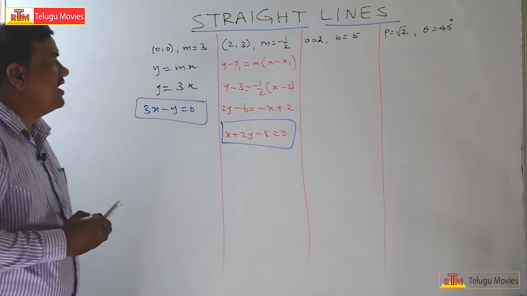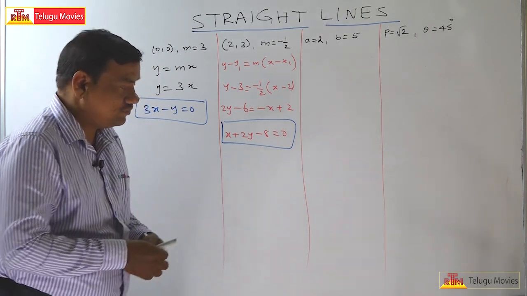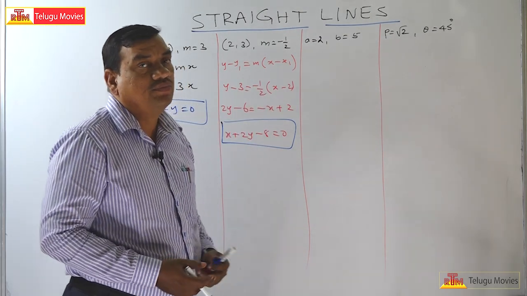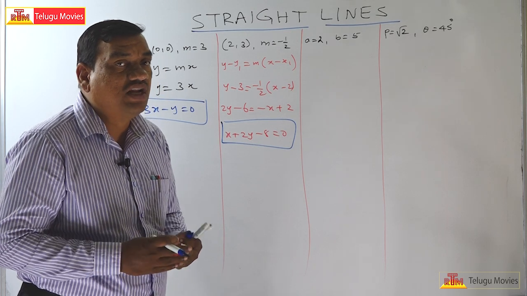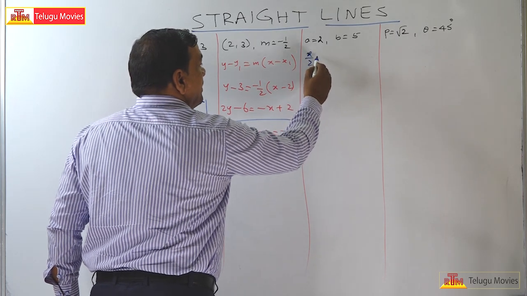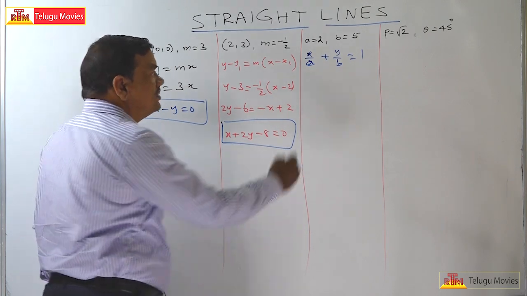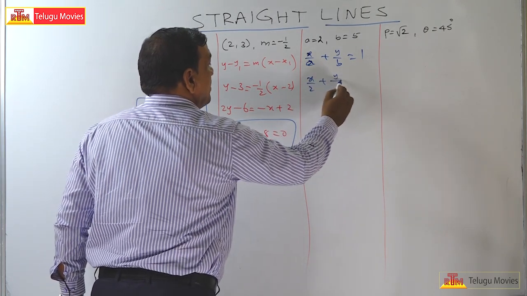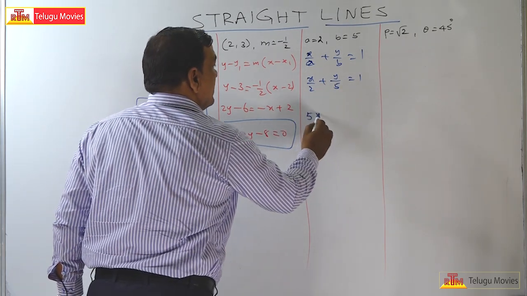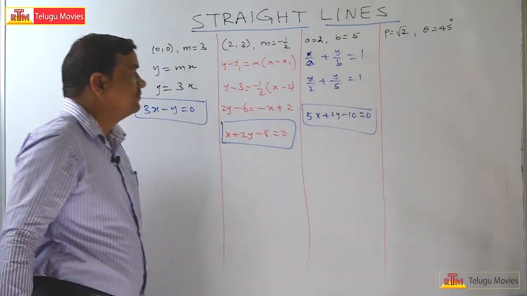Now, let us take another given data. Here, the line is having x-intercept 2, y-intercept 5. So, when x-intercept and y-intercept both are given, what is the equation of the line? We have x by a plus y by b is equal to 1. So, this is x upon 2 plus y upon 5 is equal to 1. If you simplify this, it is 5x plus 2y minus 10 is equal to 0. Understand this? Now, let us take another form.